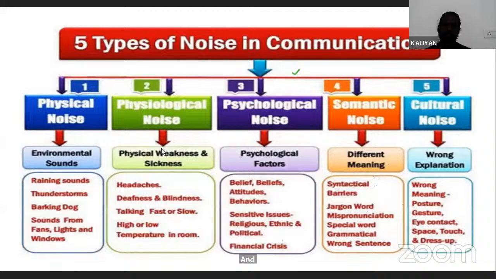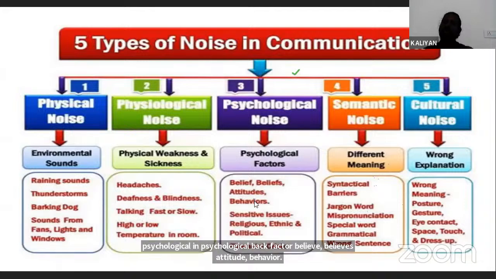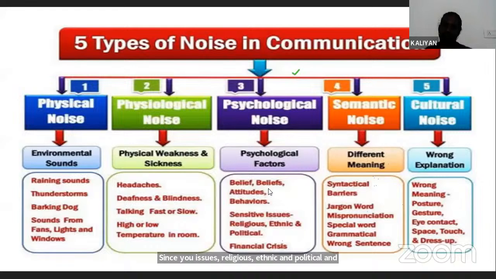And physiological is our body reaction. So we feel headache or deafness or blindness, talking fast or slow, high or low, temperature in the room. This is the physical weakness or sickness. Based on the physical weakness or sickness, it will create noise. And in the psychological factor: beliefs, attitude, behavior, sensitive issues, religious, ethnic, political and financial crisis. So these are the psychological factors.